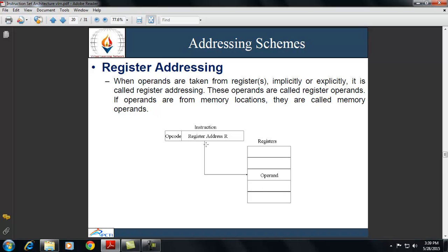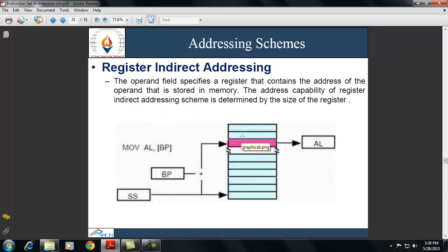Register direct means the instruction contains the address of the register from which the value is to be fetched, and register indirect addressing means the operand specifies a register that contains the address of the operand. In this, the address of the operand is stored in memory, and the address capability of the register indirect addressing scheme is determined by the size of the register.